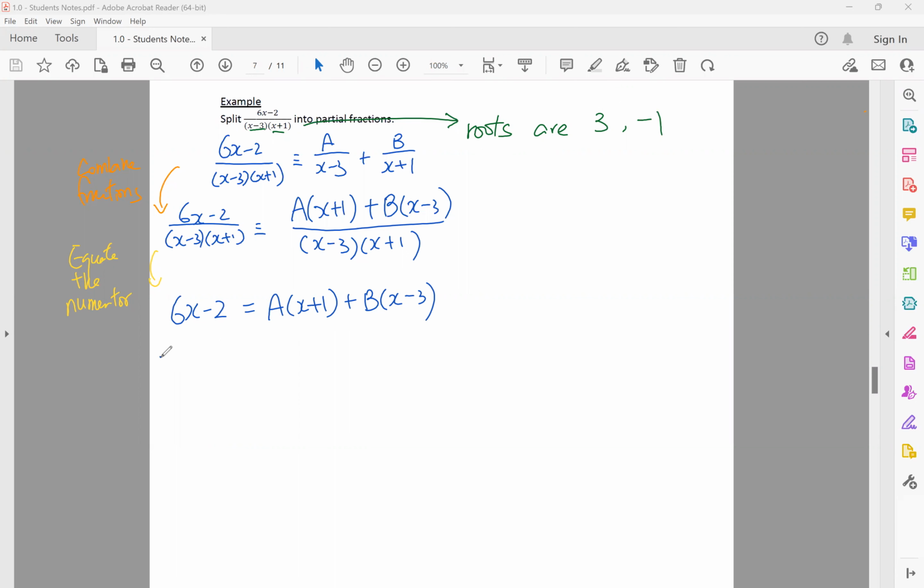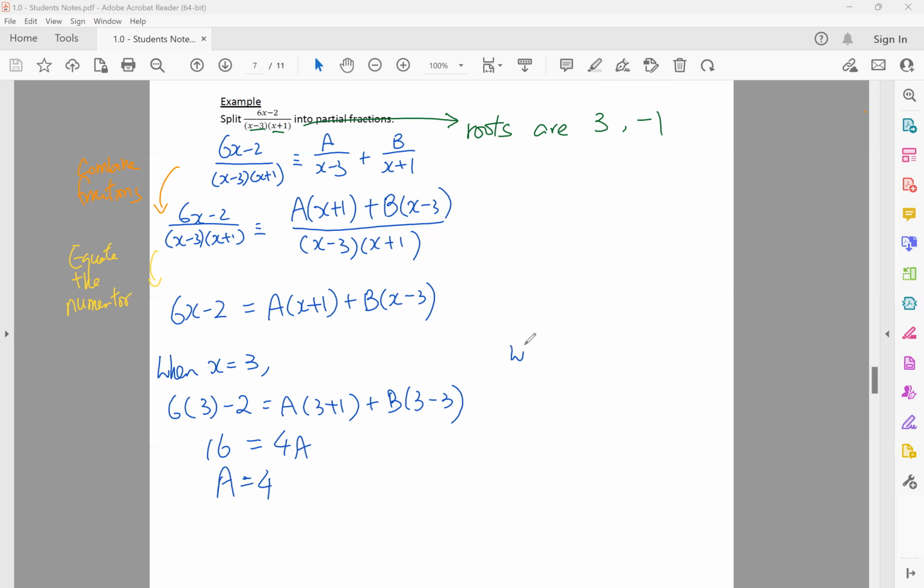In that case, we're only left with one variable. So here we're going to say when x equals 3, we've got 6 times 3 minus 2 equals a times 3 plus 1 plus b times bracket 3 minus 3. The left-hand side is 16, and the right side is 4a, 0b, so it's gone. So we now know a is 4.